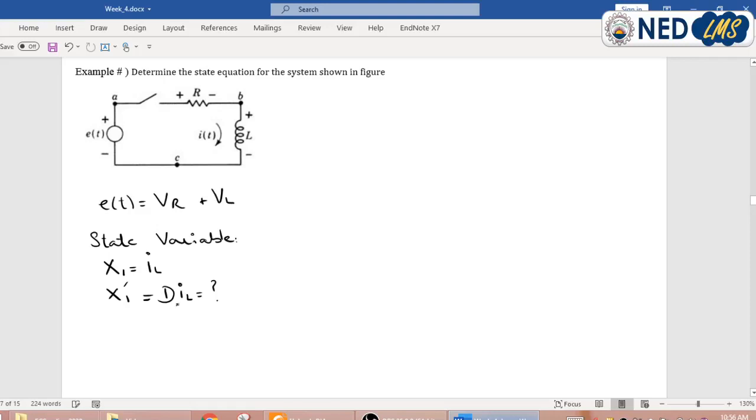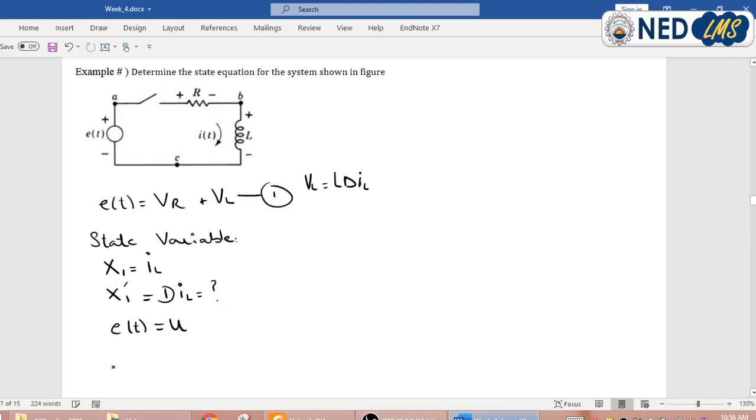So how will this current change? This can be evaluated from this equation. This is VL, and we know the mathematical model of the inductor is VL equals L dIL. So how can we write it here? Using this equation, we can name it equation number 1. Using equation number 1, I can write, and the second state variable will be the input, which is E of T, my state variable U.